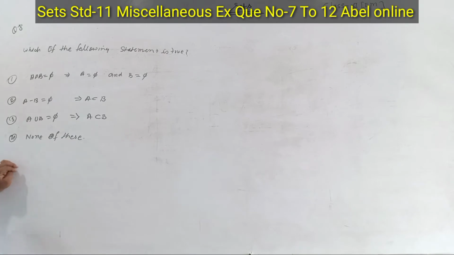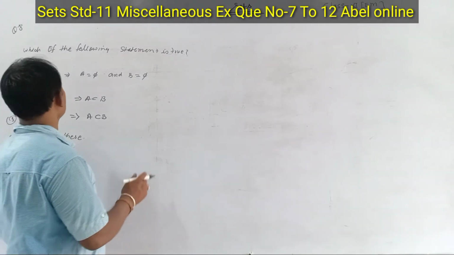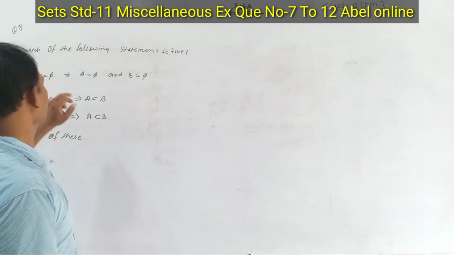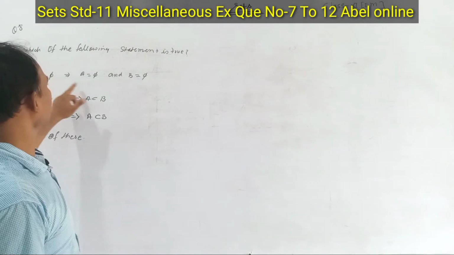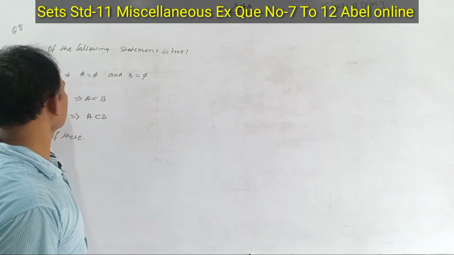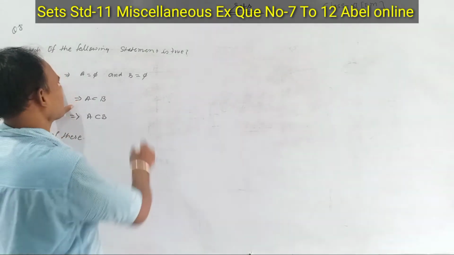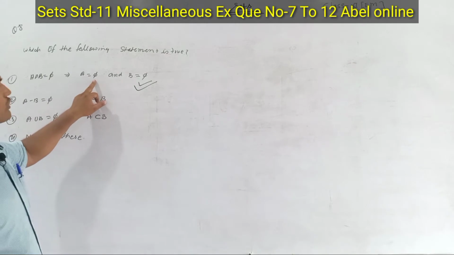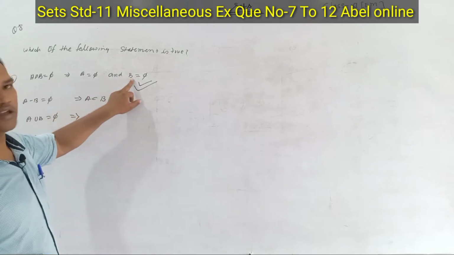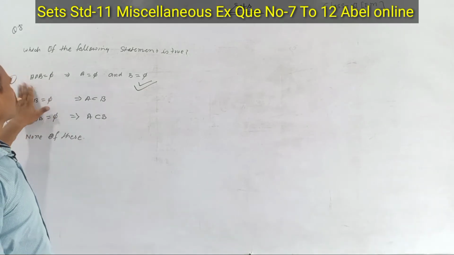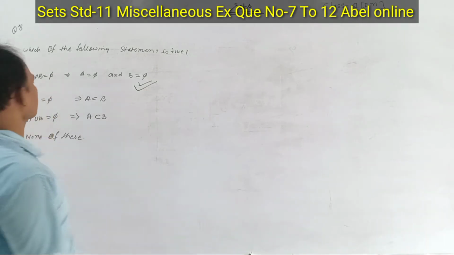So what is the answer? We have to think about it. Suppose A intersection B is phi. So there is not any element in A and B, so we can say that A is phi and B is phi. If A is phi and B is phi, we can say that A intersection B is also phi. A equal phi means there is not any element in A, and there is not any element in B, so A intersection B is also phi. So it is a correct answer. Your answer is A.